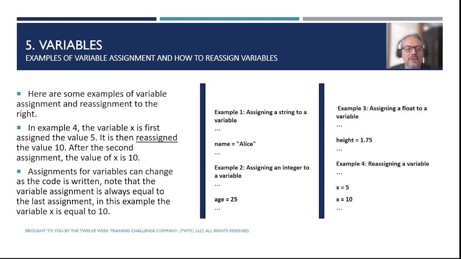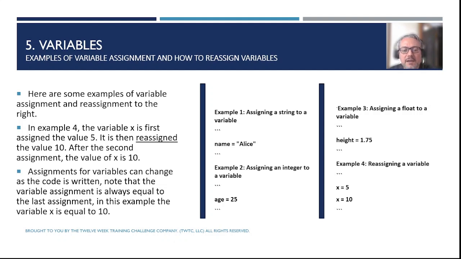So if you look at example 1, the name is equal to Alice, that's a string. Example 2, assigning an integer to a variable, the age is equal to 25. Example 3, assigning a float to a variable, so the height is 1.75. Remember, floating between two whole numbers. Whole numbers are integers. When you float between them, you have a decimal point. 1.75 is an easy way to remember a float. So when you see a decimal like 0.75, think of that as a float.